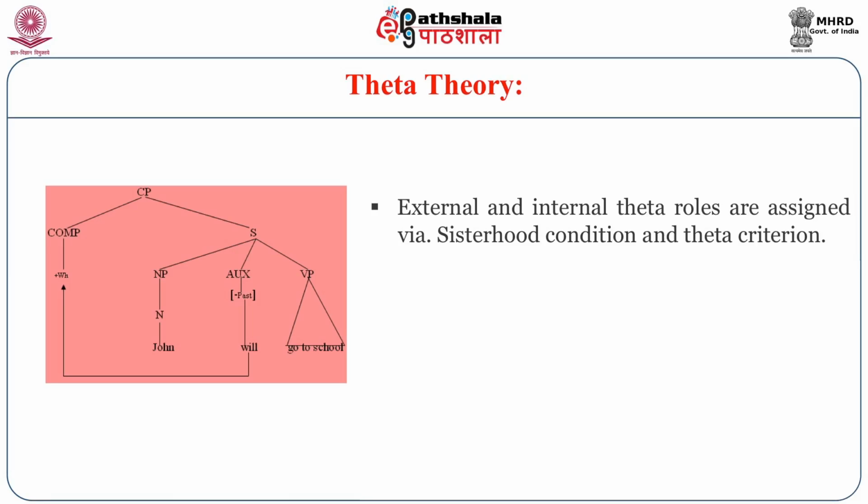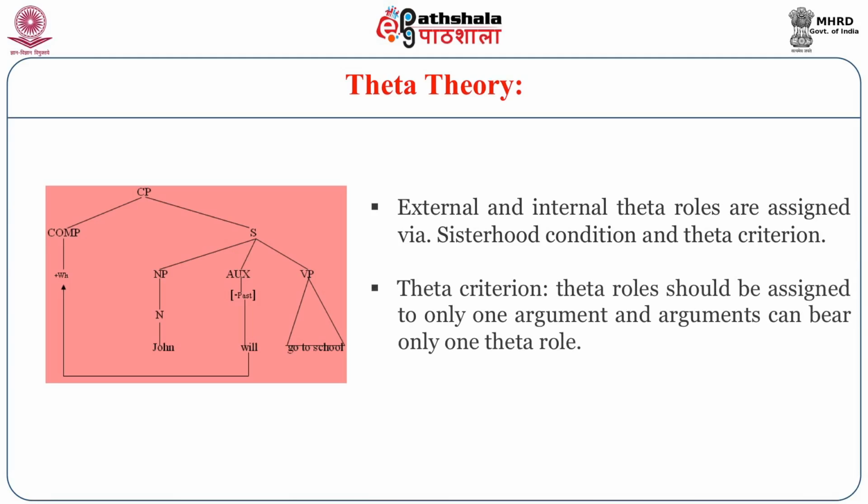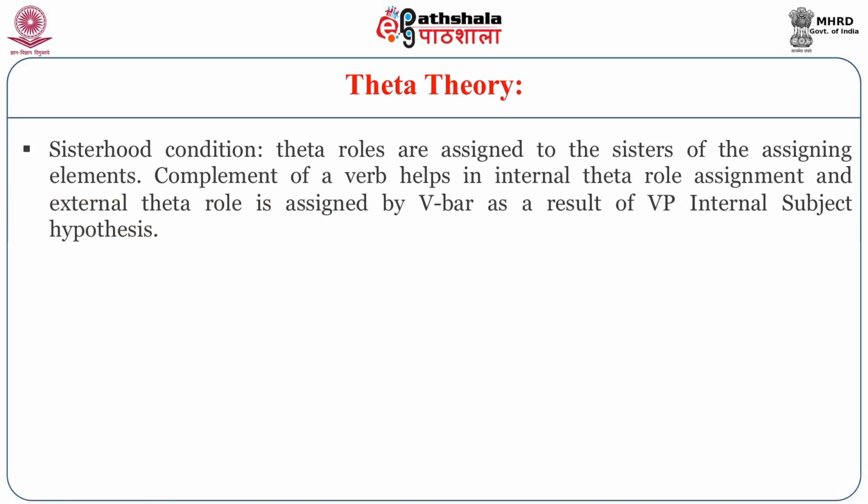External and internal theta roles are assigned via the sisterhood condition and theta criteria. Theta criteria says that theta roles should be assigned to only one argument, and arguments can bear only one theta role. There is a sisterhood condition also. Theta roles are assigned to the sisters of the assigning elements. The complement of a verb helps in internal theta role assignment, and the external theta role is assigned by V bar as a result of the verb phrase internal subject hypothesis.